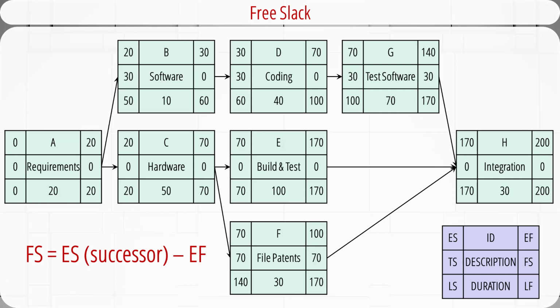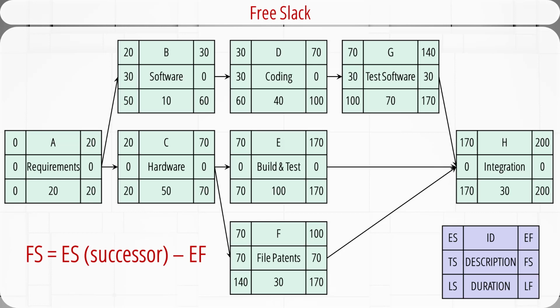Finally, let's apply this equation to activity F. The early start of its successor H is 170. The early finish of itself is 100. So the free slack of F is 170 minus 100 equals 70.